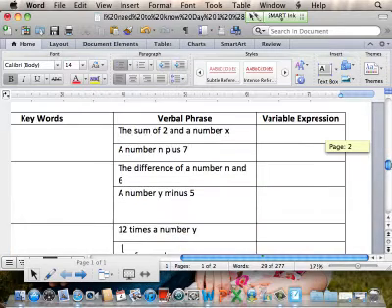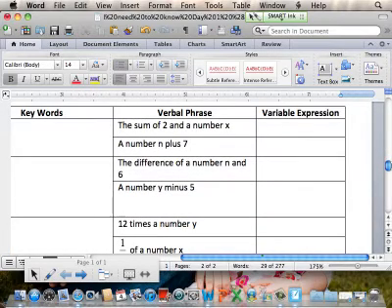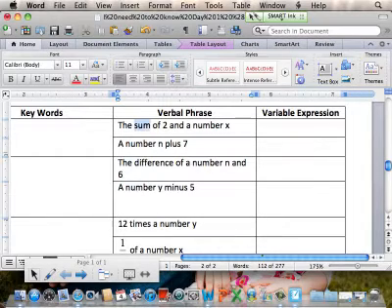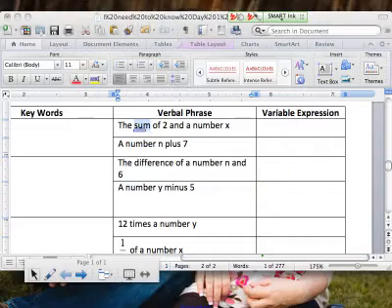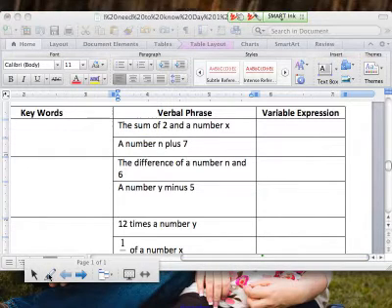On the back side now, again, taking phrases, writing expressions, writing words. When I look at the first phrase, it says the sum of 2 and a number x. Keyword, sum. Sum is the key word. Sum means obviously add, and then the two things I'm adding are 2 and x, so it would just be 2 plus x, or it could be x plus 2, same thing.